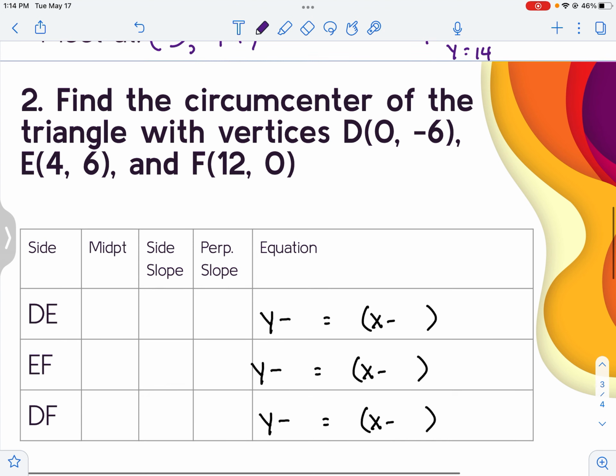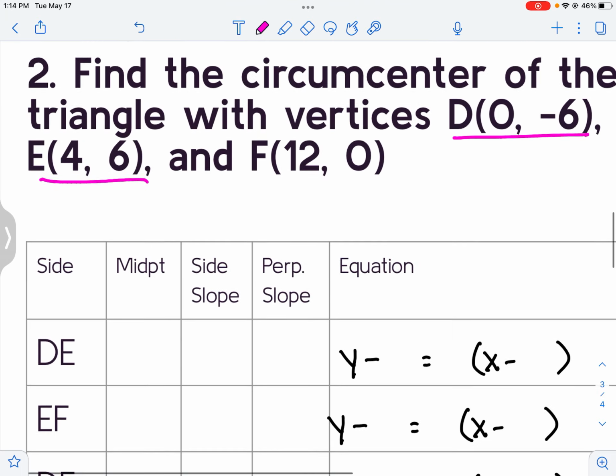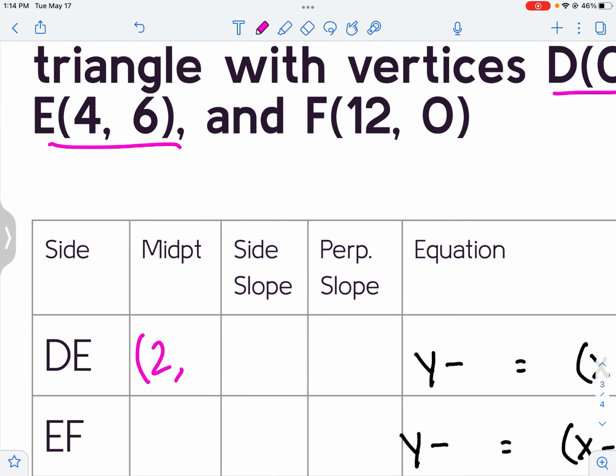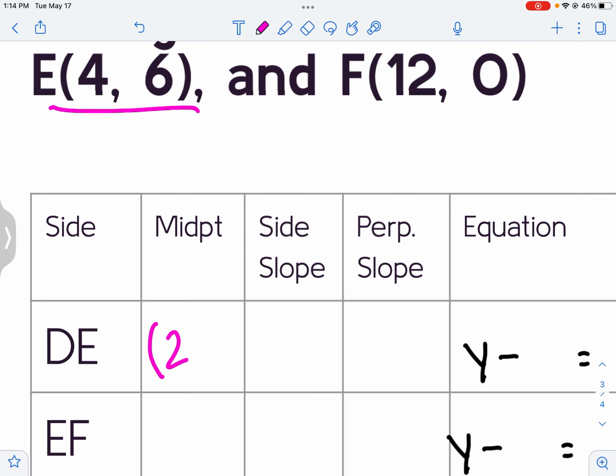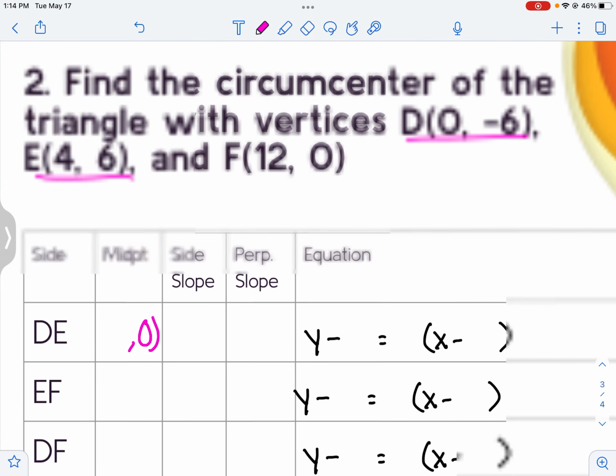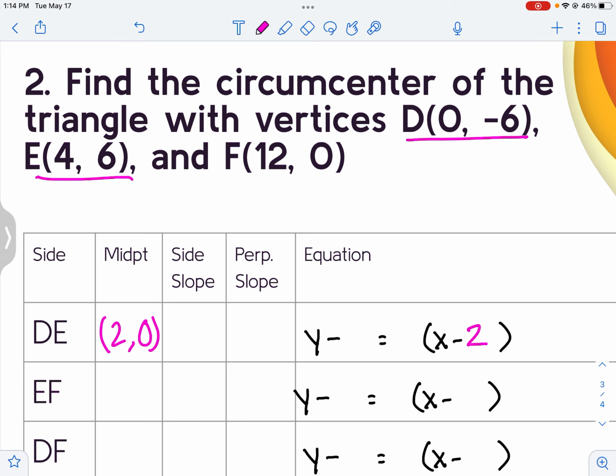We're going to do another one, same exact process. First, I'm finding the midpoint of DE. So I'm looking at these two points. Halfway between 0 and 4 is 2. Halfway between -6 and 6 is 0. My x value is going to go with my x. My y value is going with my y.